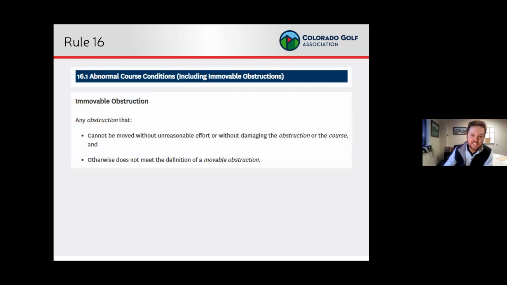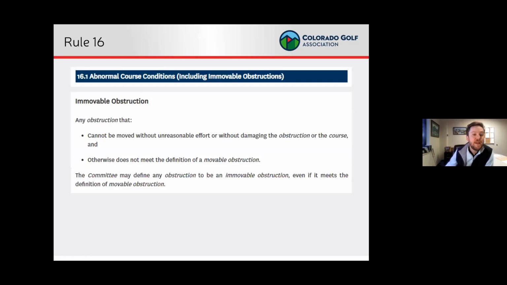Sometimes there's varying statuses of things. You know, if there's a park bench, right, and someone can move it, but you can't, well, for you, that's an immovable obstruction because you can't move that, but somebody else, maybe they could. And that's a little different, but again, it's one or the other. If you can move it. If you can't, you can't, with these stipulations here. Says the committee may define any obstruction to be immovable, even if it meets the definition of movable. Doesn't happen all that much, but here it says you can do that.